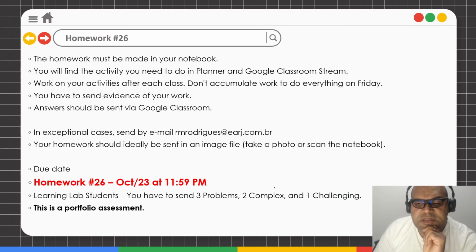Learning Live students, you work just on the evens or odds, okay? For real, it is better to do all, but remember to work on this. Great, this is homework 26, and all classes now will have homework.